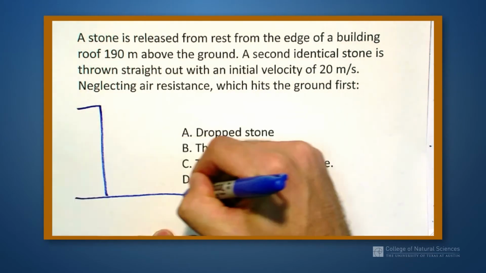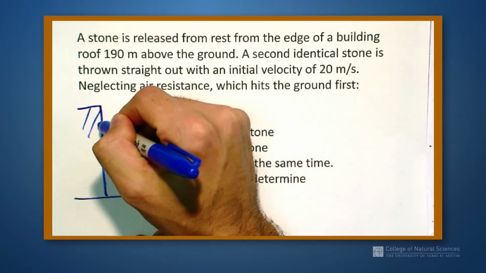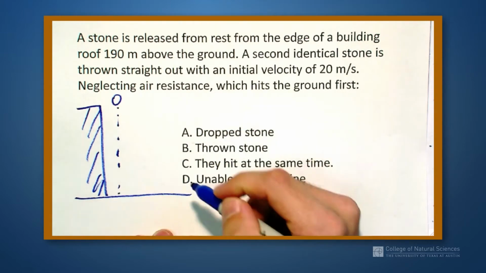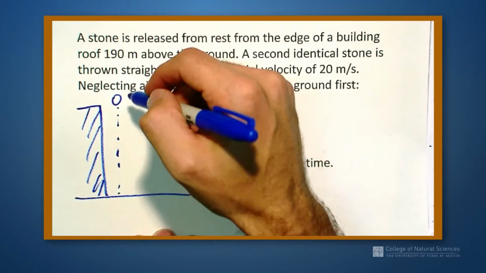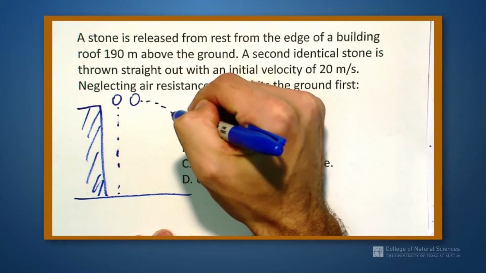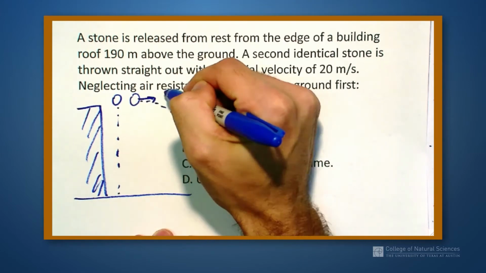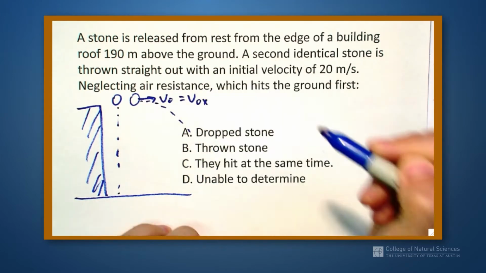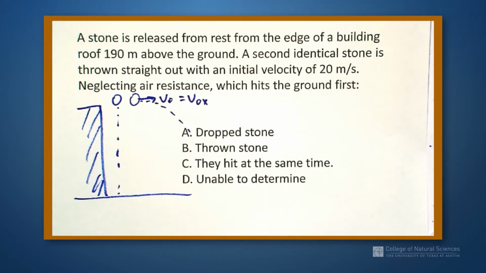So I'm going to draw a little picture. I'm going to have my building. And I'm going to release a ball that's going to drop straight down. And I'm going to have another ball that's going to be thrown out with some horizontal velocity. It's going to have initial velocity only in the x direction.